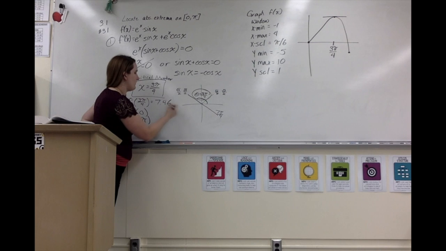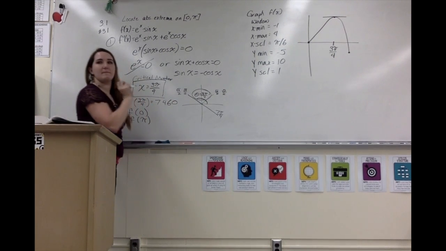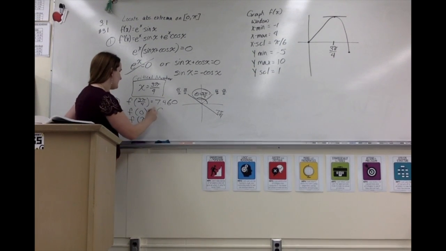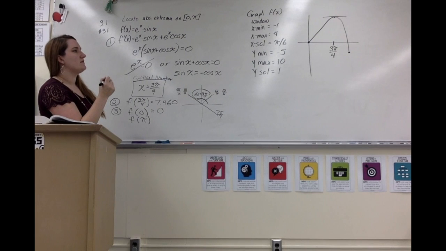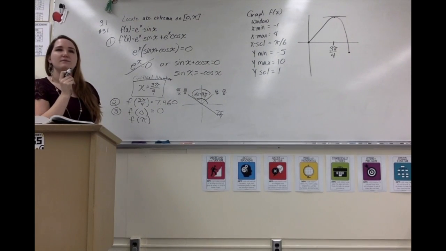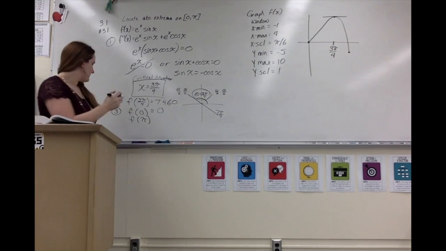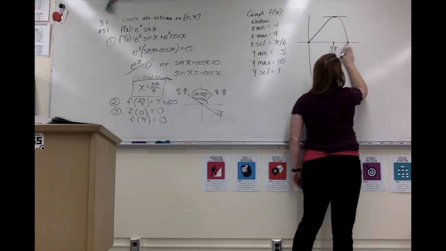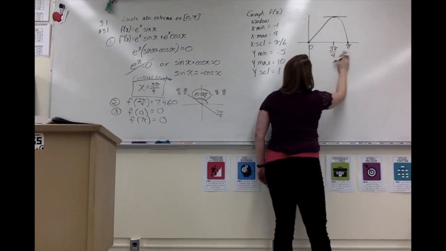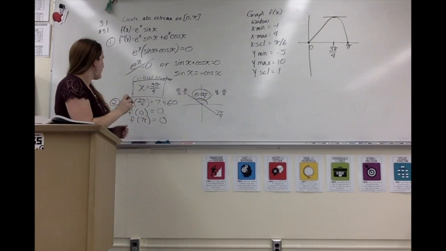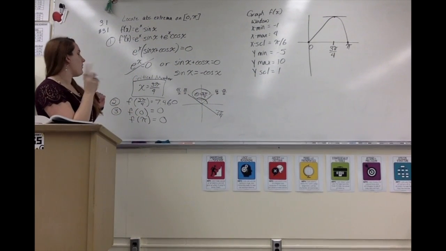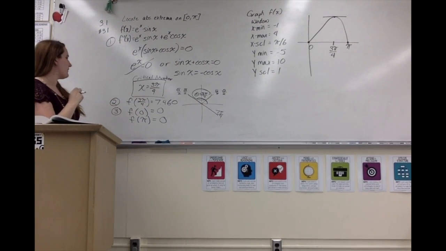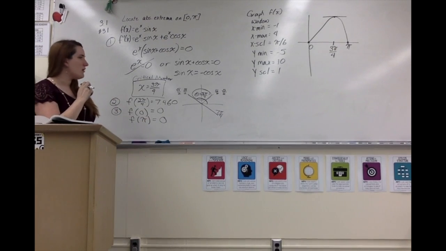Give me one more decimal. F of 0 is 0. I can tell that from the graph. Okay, what is f of pi? 0 again. That means my graph is a little off. This is pi. That's 0. So when we plug in 0 or pi into our original f function, we get 0 on both of those. And when we plug in our critical number, 3 pi over 4, we get 7.460.